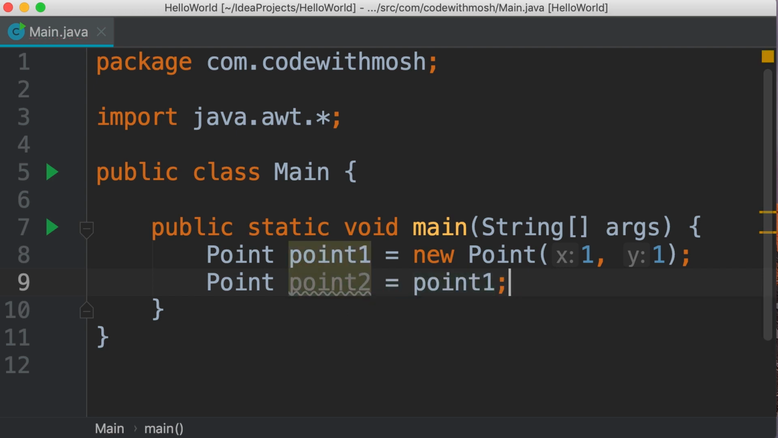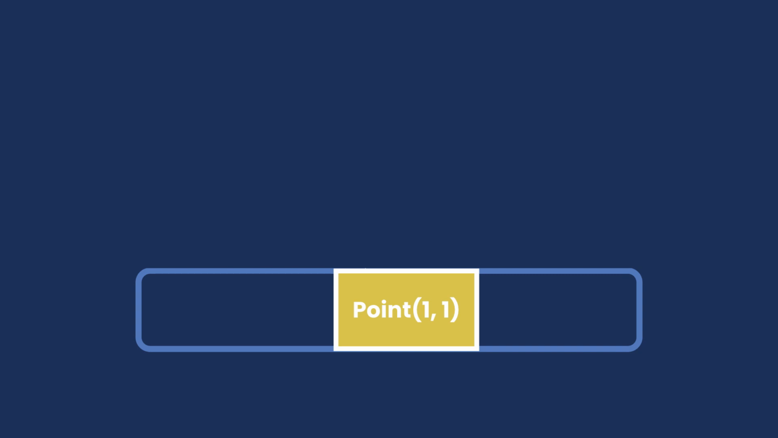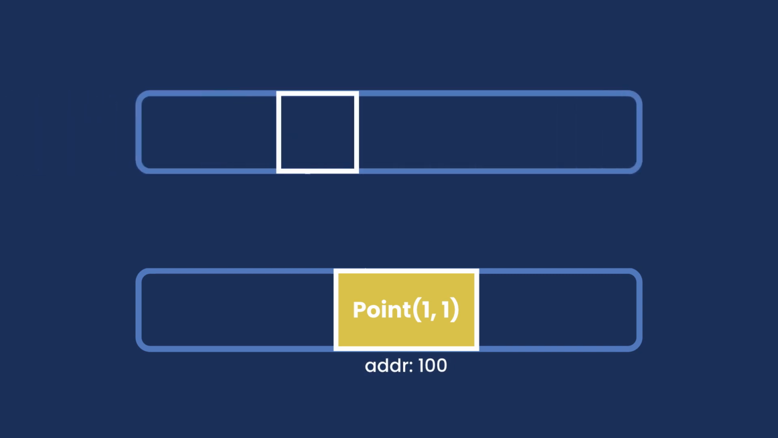And this is where things get interesting. When the Java runtime environment executes line 8, first it's going to allocate some memory to store this Point object. Let's say the address of that memory location is 100. Then it's going to allocate a separate part of the memory, and it's going to attach this label to that memory location, point1. In that memory location, it's going to store the address of our Point object.